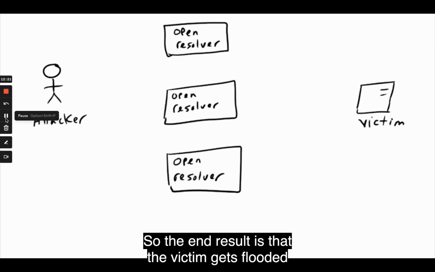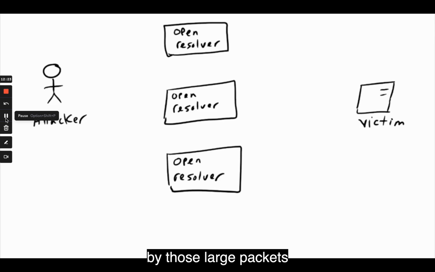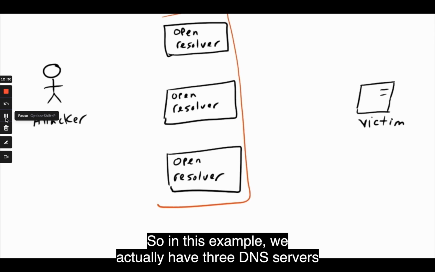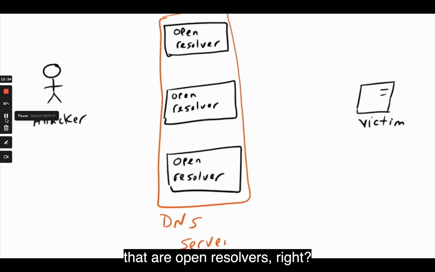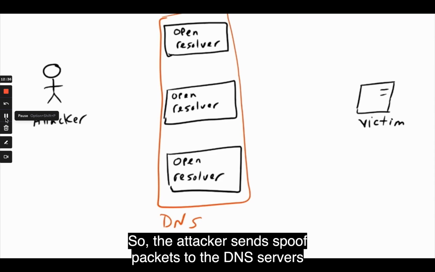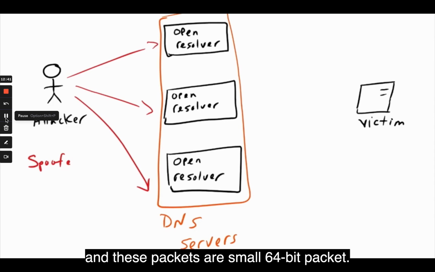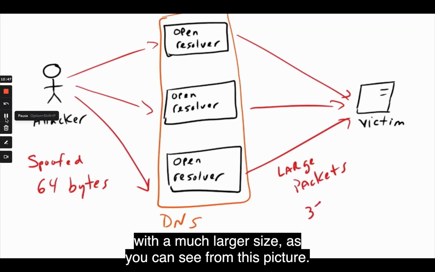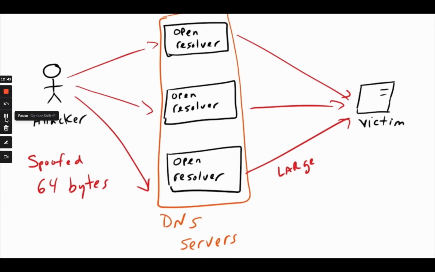So the end result is that the victim gets flooded by those large packets, for which it never actually issued queries. In this example, we have 3 DNS servers that are open resolvers, right? The attacker sends spoofed packets to the DNS servers, and these packets are small 64-bit packets. Then the DNS servers amplify those packets to the victim with a much larger size, as you can see from this picture.